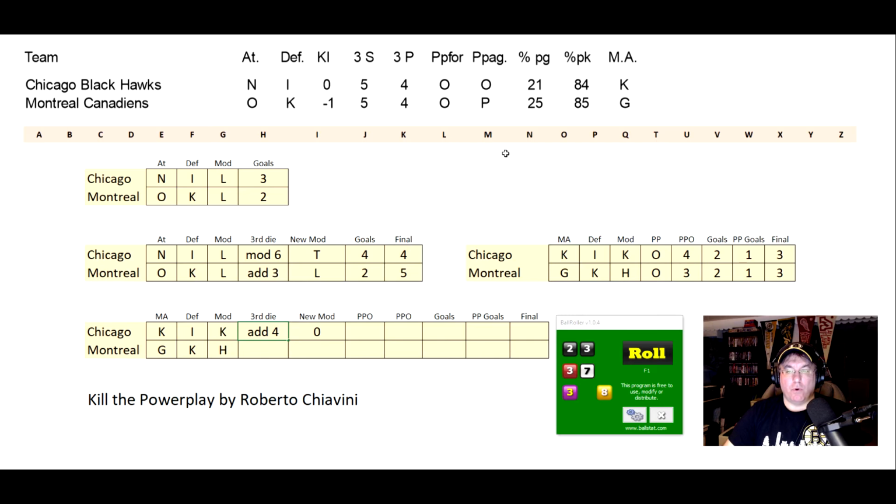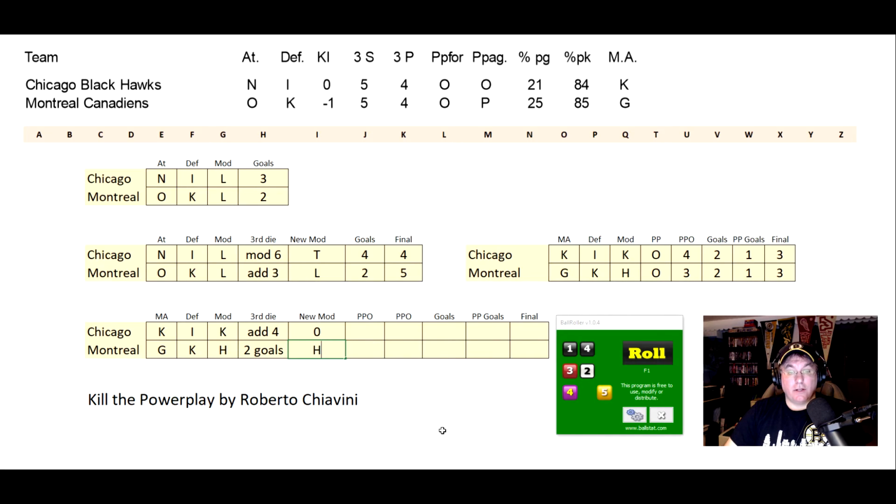So we've added 4. So 1, 2, 3. So O. So now let's see what Montreal rolls. Montreal rolls a 5. Add 2 goals to your score. So they get 2 goals. That is huge. Their modifier remains H.